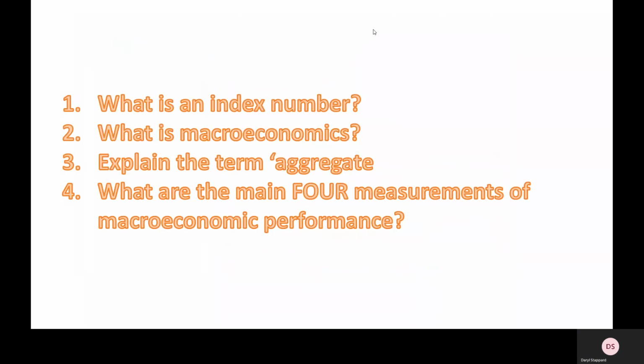Right, so what I'd like you to do first of all, again in your writing books, please, is to write down these 4 different questions. So what is an index number? What is macroeconomics? Explain the term aggregate. And then number 4, what are the 4 main measurements of macroeconomic performance? So once you've written down the questions, if you can hit pause and then write down your answers. Once you've written down your answers, click play, and then you can compare what you've written against what I think the answer should be for these questions.